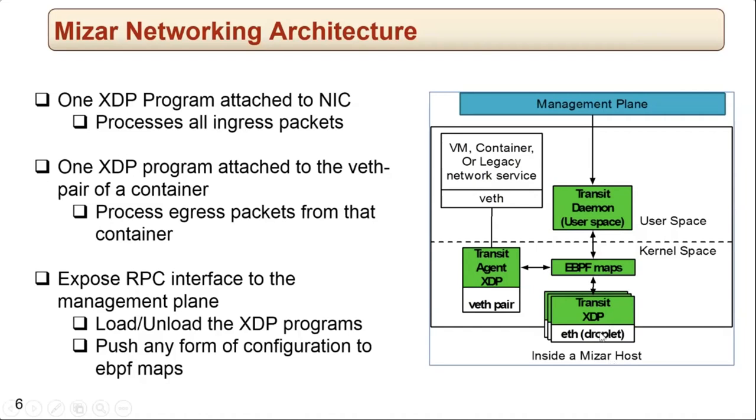And you may have multiple networking interfaces on a host. For each one of those interfaces, we have a corresponding transit XDP program, and that corresponds to a droplet. So for each network interface, you'll have a droplet. That's the overall architecture. From a management plane perspective, if we would like to push configuration, you just make an RPC call to the user space program, and this user space program, the transit daemon, will populate the regular maps, hash tables, inside the kernel.